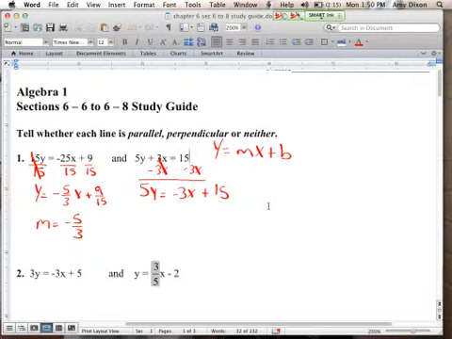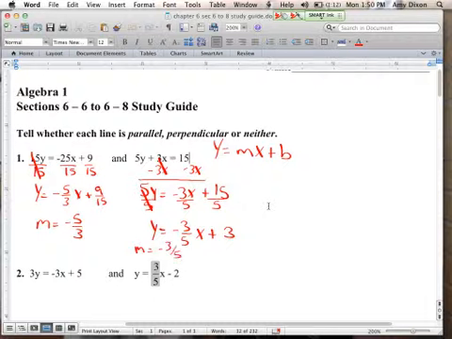And then again, we have to get y by itself, so we divide everything by 5. So we get y equals negative 3/5 x plus 15 over 5 is 3. So the slope on this one then is negative 3/5.